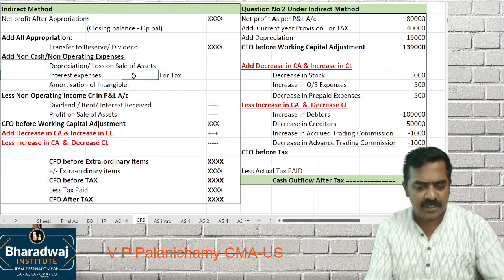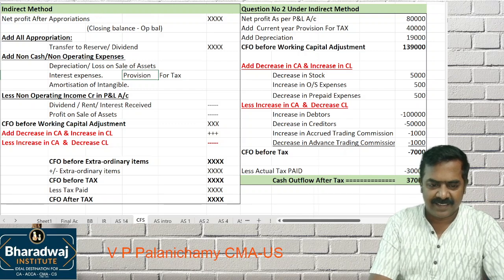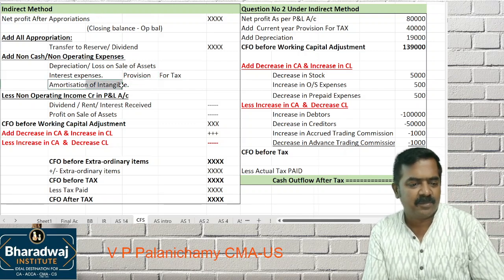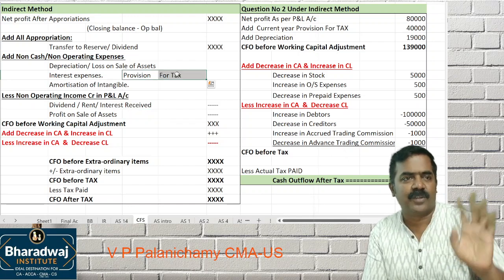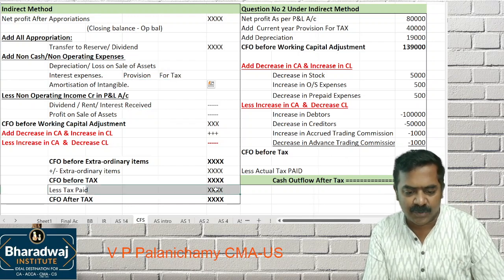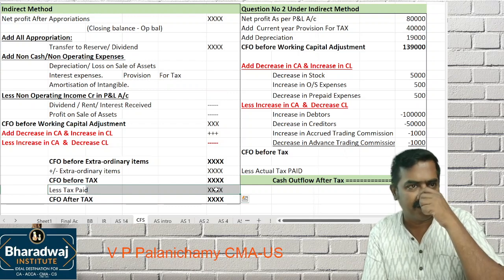Interest expenses. This is provision for tax. Provision for tax. Provision for dividends, all those things. When you create a provision, no cash outflow takes place. Real cash outflow, you reduce it.